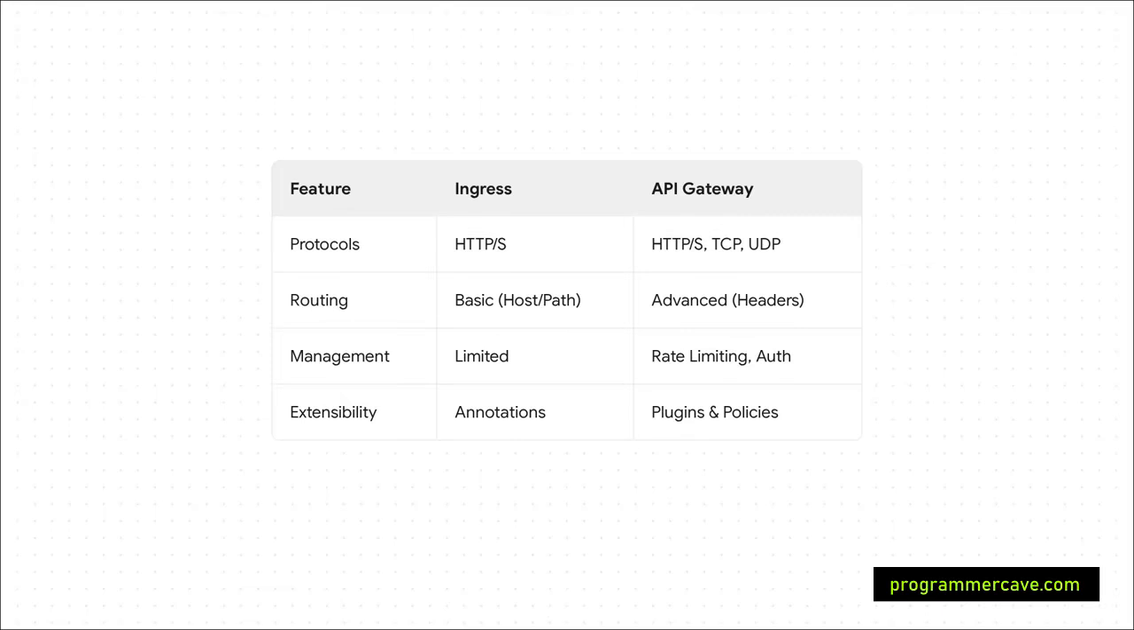A standard Ingress is like that friendly receptionist who just points you to the right office. An API gateway, though, that's more like the head of building security. It can check your credentials, limit how often you can visit, and even manage protocols way beyond just simple web traffic. It's a whole other level of control.